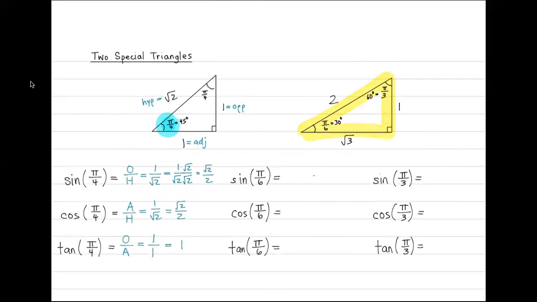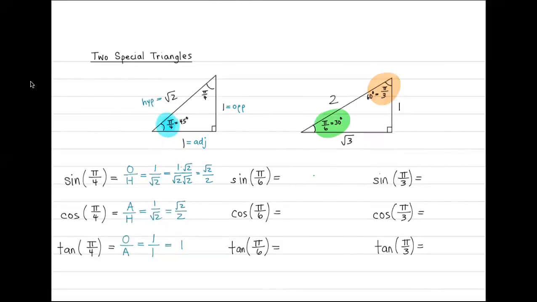This triangle over here actually has two special angles in it. The first is the pi over 6, or the 30 degrees. That's what's in that bottom left-hand corner. And in the top right-hand corner, I've got pi over 3, or 60 degrees.